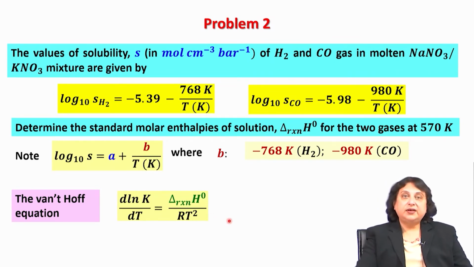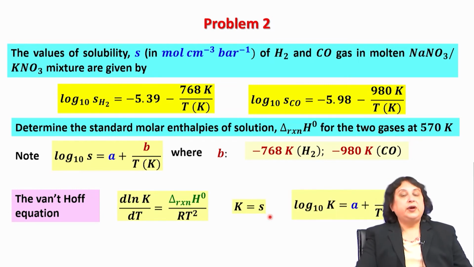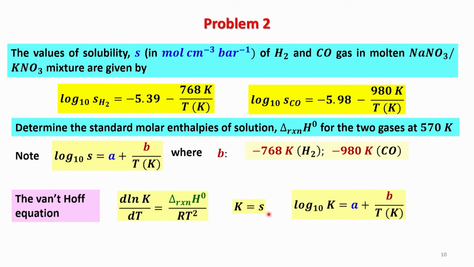Now, what do I have here? I have K equal to S, and what do I know further? I know that because of this equality and the experimental data that I have with me, log to the base 10 of K must be equal to A plus B by T.